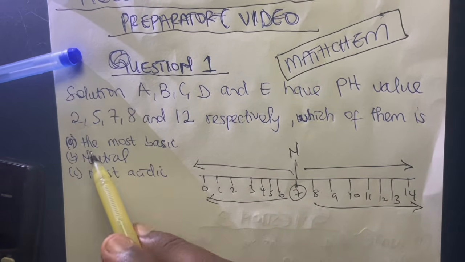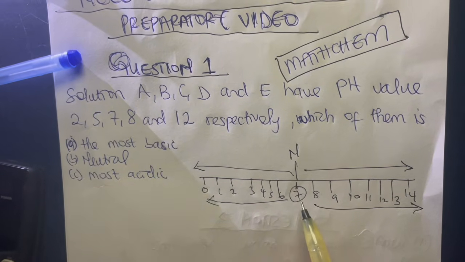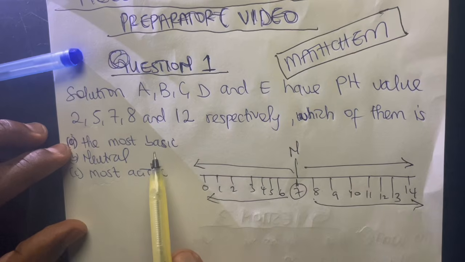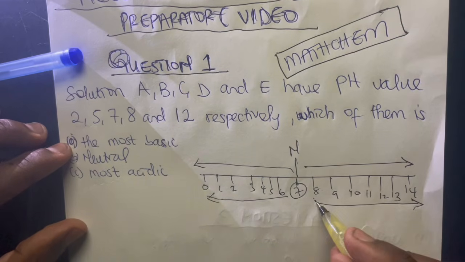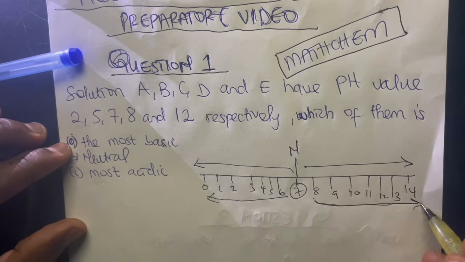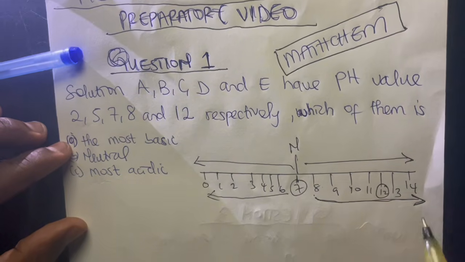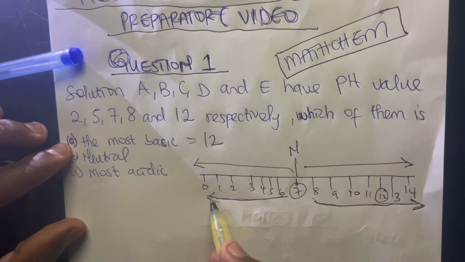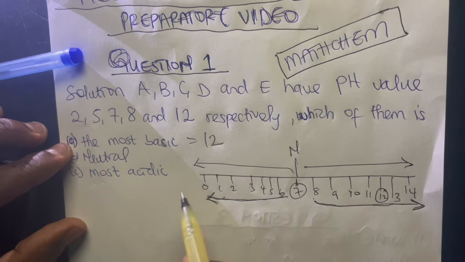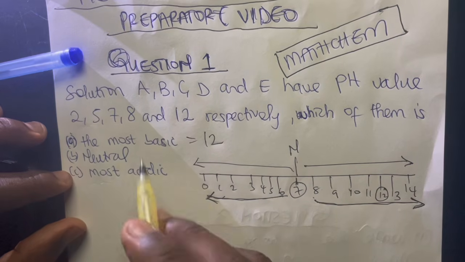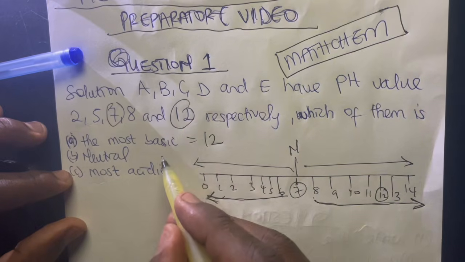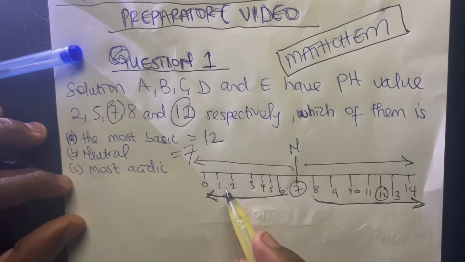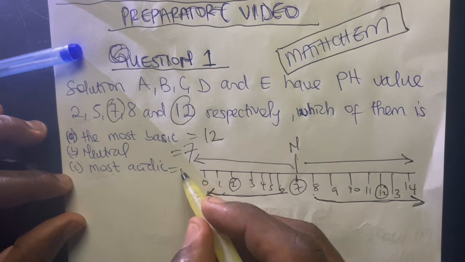Now, which one is the most basic? Sorry, I said neutral. So let's go from it. The most basic is this. The basicity increases like this, so the most basic is 12. So the answer here is 12. The acidity increases like this. You understand? The neutral is 7, which is this. And which one is the most acidic? Most acidic is 2. So the answer here is 2.